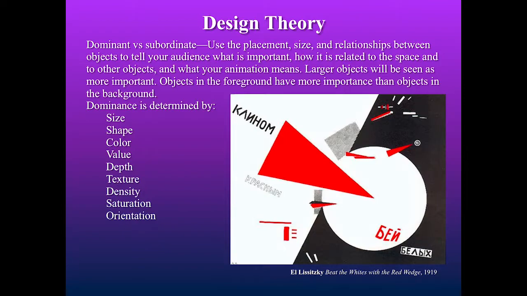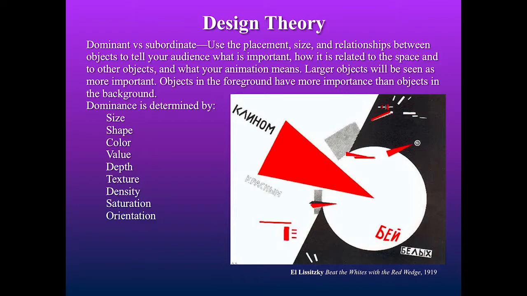Dominant versus subordinate. You can use the placement, size, and relationships between the objects to tell your audience what's important, how it is related to the space and to other objects, and what your animation means. Larger objects will be seen as more important. Objects in the foreground have more importance than objects in the background. The dominance can be determined by size, shape, color, value, depth, texture, density, saturation, orientation.